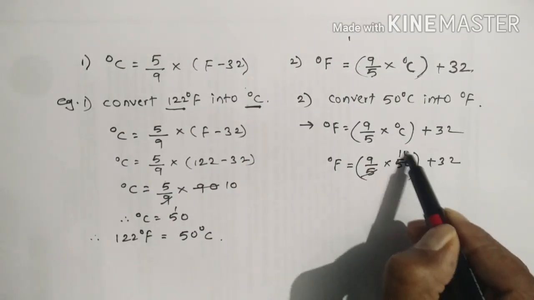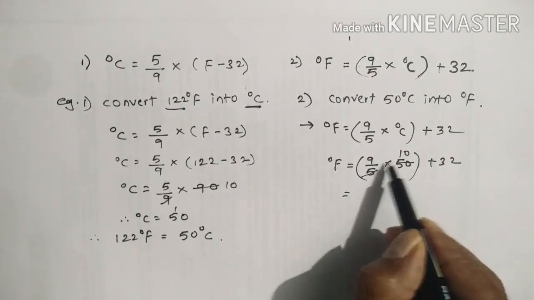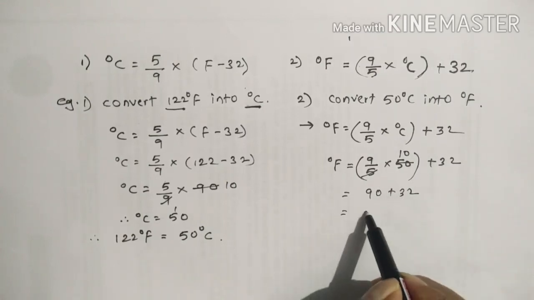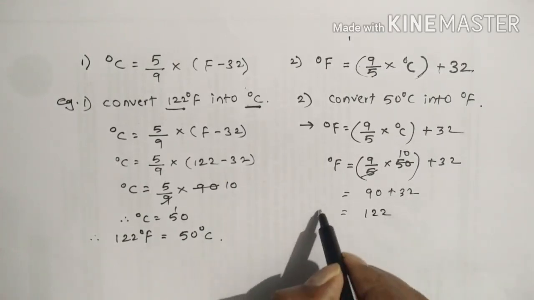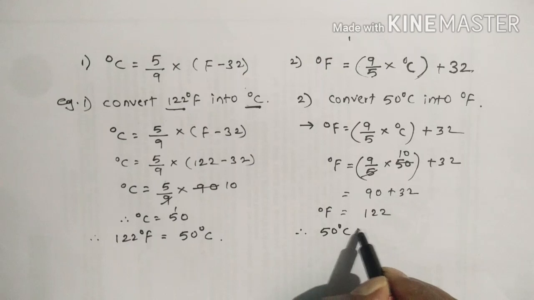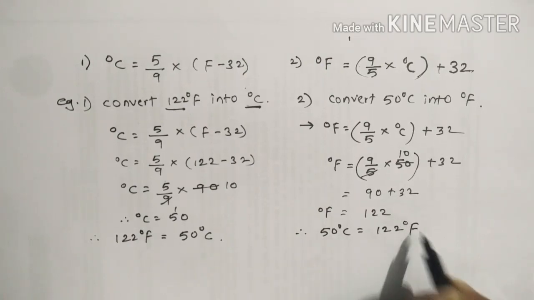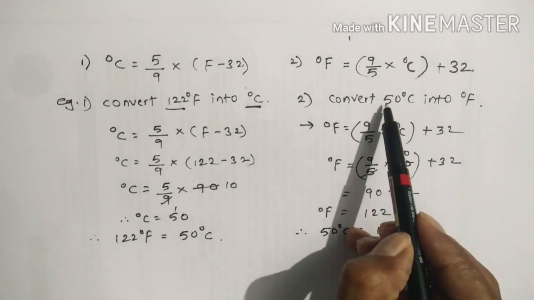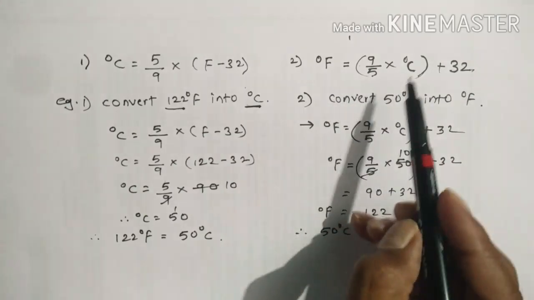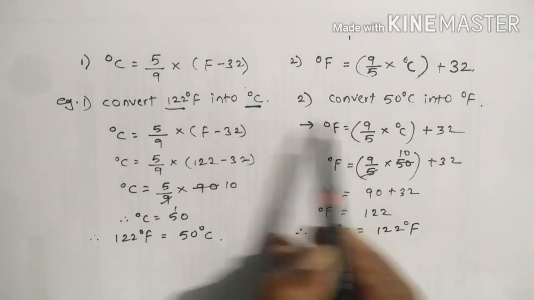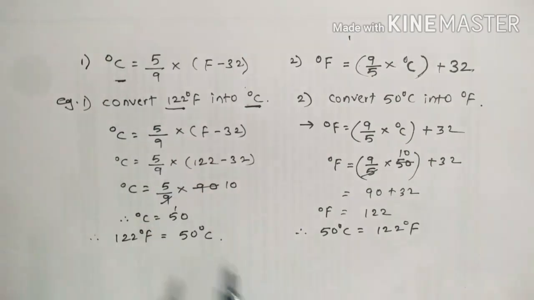Simplify it. 5 tens are 50. 9 tens are 90, plus 32. 90 plus 32 is 122. Therefore we can say that 50 degree Celsius is equal to 122 degree Fahrenheit. Now I have used this formula to convert 50 degree Celsius into degree Fahrenheit.